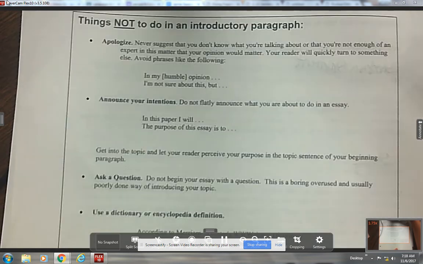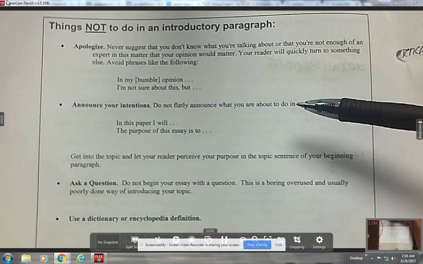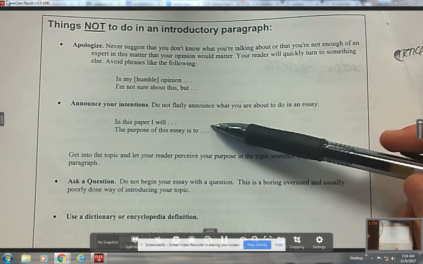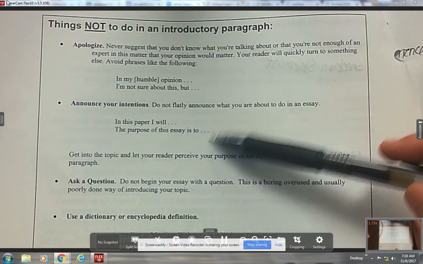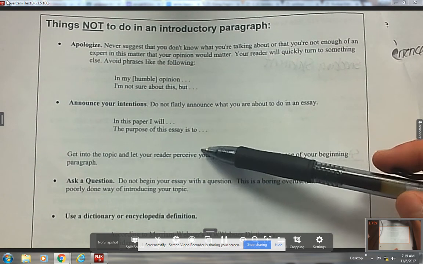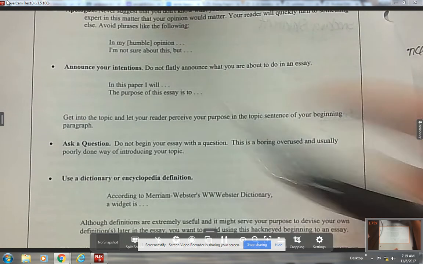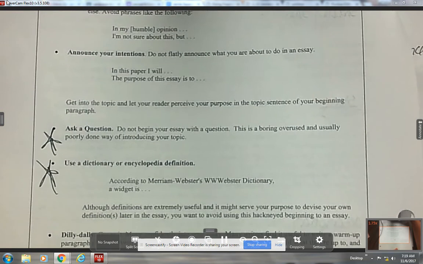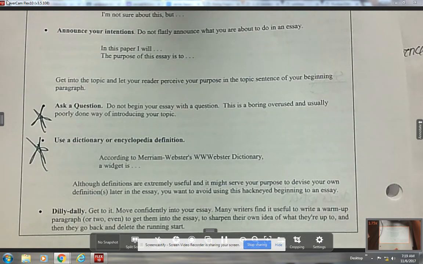So things that I want you to remember not to do in an introduction: don't say stuff like, "in this paper I will," and "the purpose of this essay is." Just give your thesis, just state your hook. You don't need to put all of these I's in your introductions. Definitely don't ask a question or use a dictionary definition. Those are very childish. And again, we want to move you past that. We want to become better writers in this class. So we have to learn other ways of doing it. The only way we can actually learn other ways of doing it is if you actually practice it.